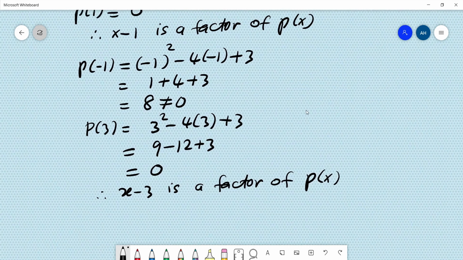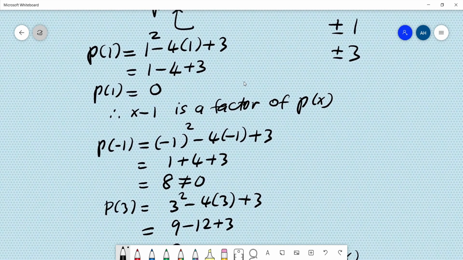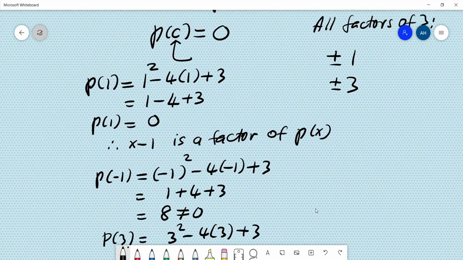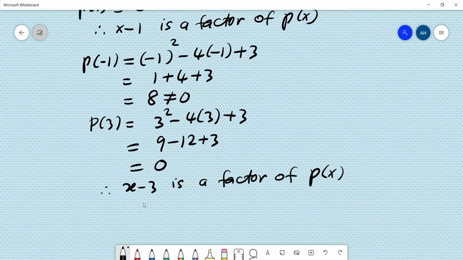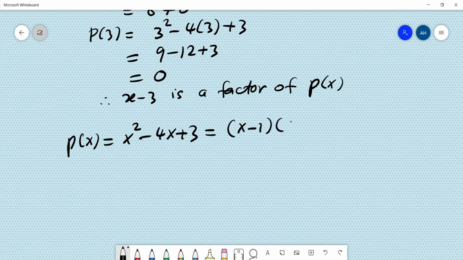Alright, now from our solution here, we already get two factors of P(x), right? That is x minus 1, and we have also x minus 3. Therefore, we write down our polynomial, that is P(x), that is x squared minus 4x plus 3, having two factors, that is x minus 1 and x minus 3.